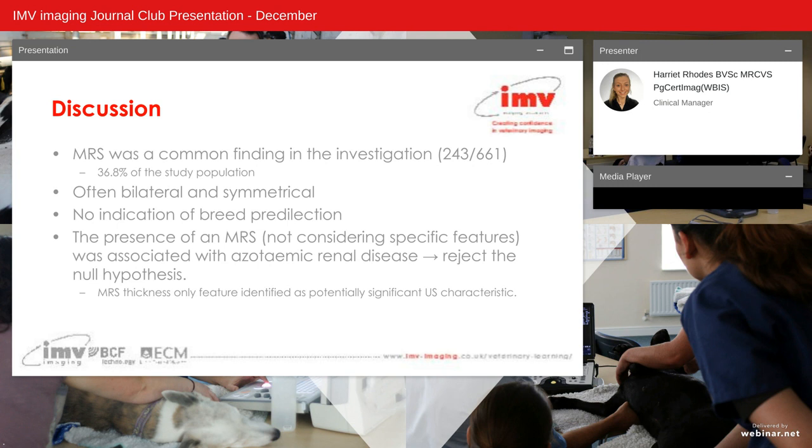Further to this, future investigations into the medullary rim sign and its features would require a prospective study that objectively measured the thickness of the medullary rim sign under standardized conditions, as well as collecting specified clinical data and supportive histopathology.